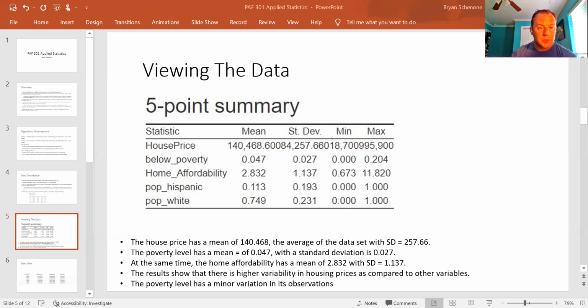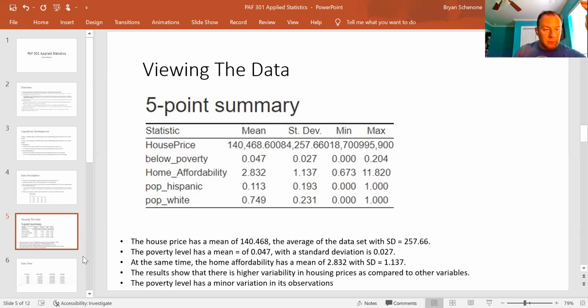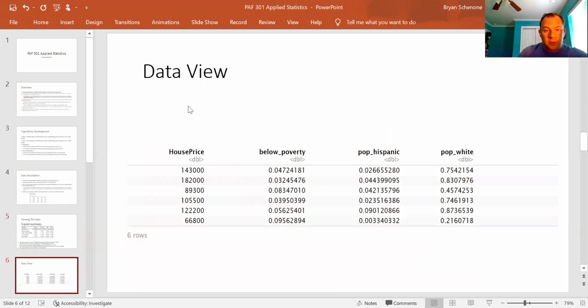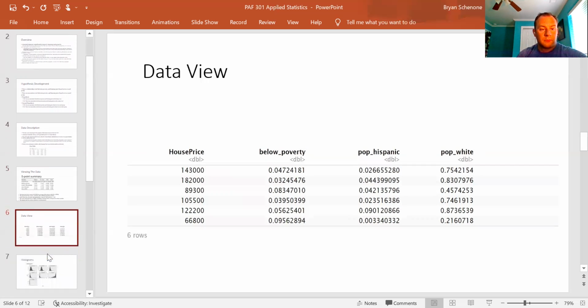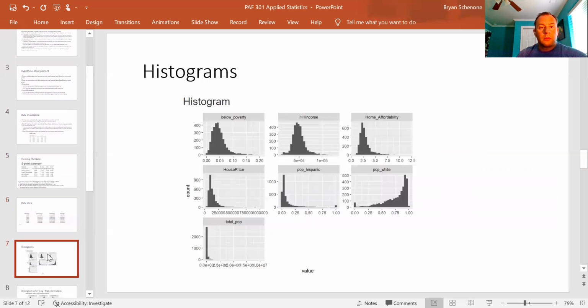Some of those numbers here in our 5-point summary. Just look back to that. Some more data view. Again, looking at the housing prices, below poverty, population of Hispanic versus population of white. Looking through our histograms.